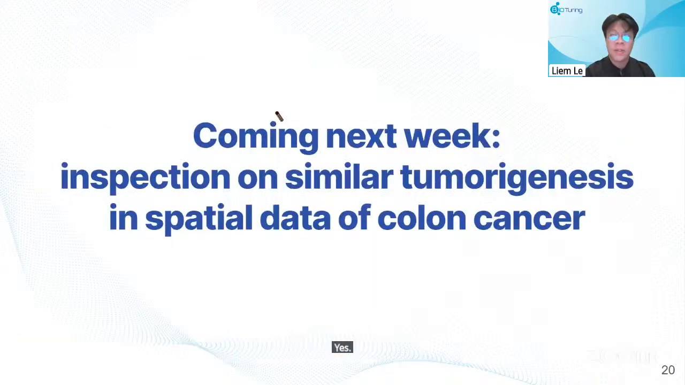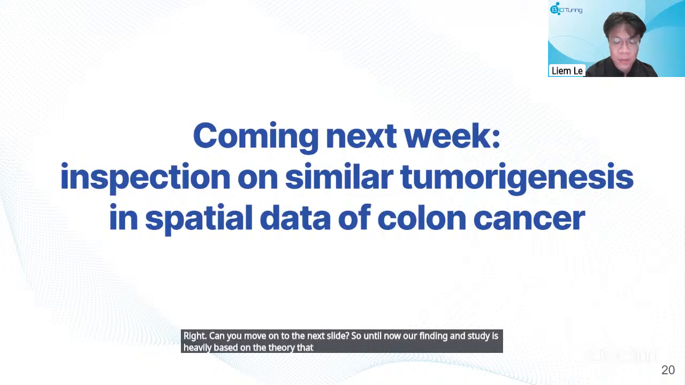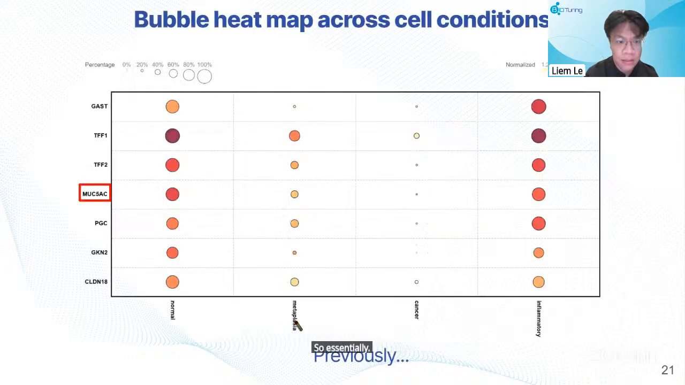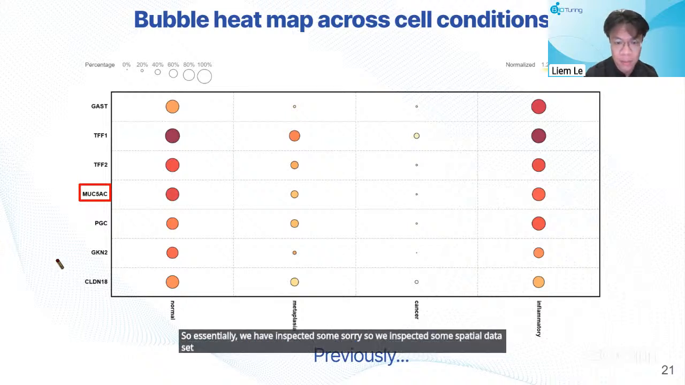Right. So until now, our finding and study is heavily based on the theory that the mucus cells have transformed themselves into cancer stem cell. This is a spoiler for next week content, but it also validates what we have found. So essentially, we inspected some spatial data set on a very similar type of tumorigenesis, but now on colon cancer.